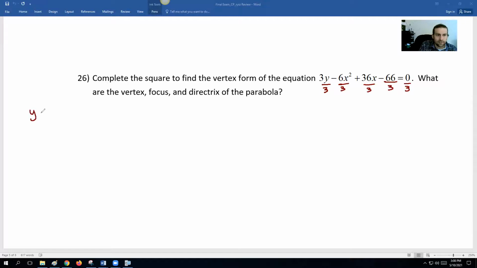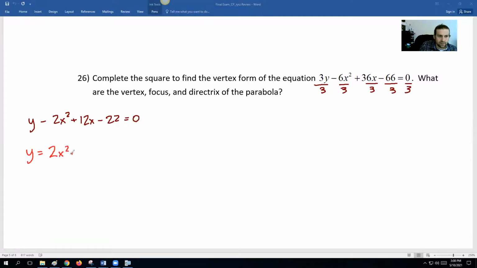So we get y minus 2x squared plus 12x minus 66 divided by 3 is 22 equals 0. Okay, what we want to do here is move everything over. Let's get the y by itself. We get y equals minus 2x squared plus 12x plus 22.